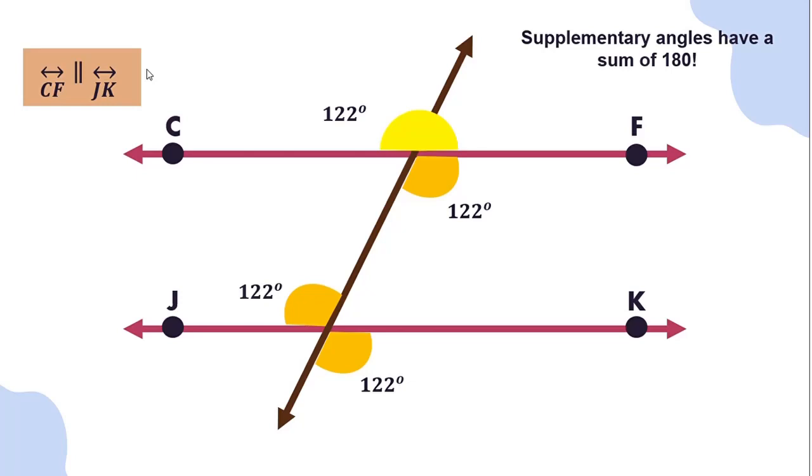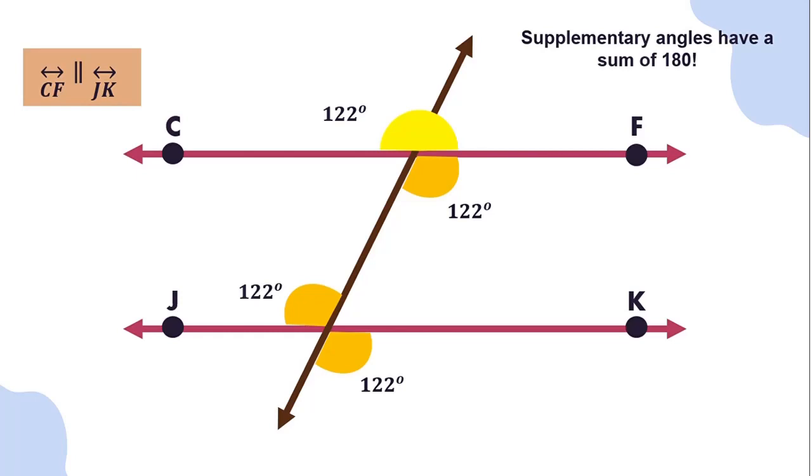Okay, how do you find the other angles? Now we should remember that angles that are linear pairs are supplementary, meaning that they have a sum of 180 degrees.